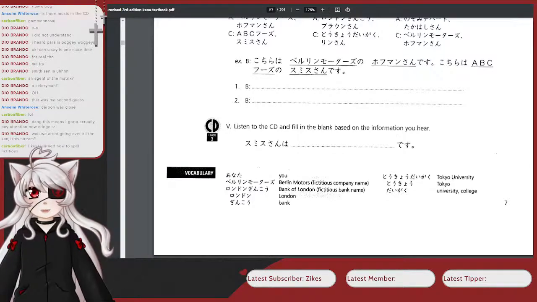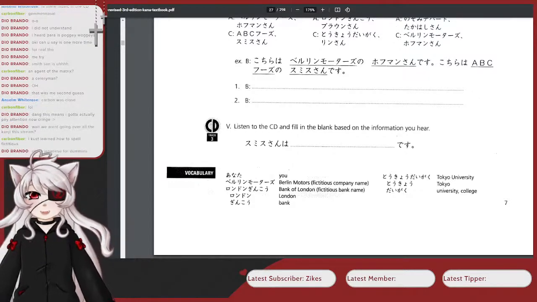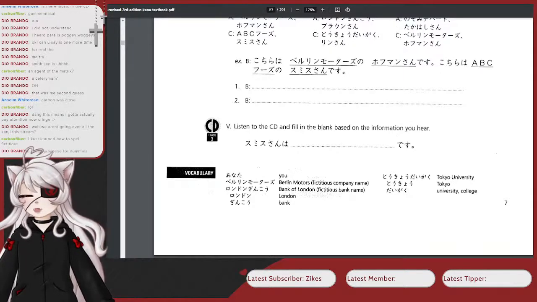I just learned how to spell fictitious. We're learning English too, let's go. Japanese for dummies. It's more like Japanese for businessmen, but go off I guess.